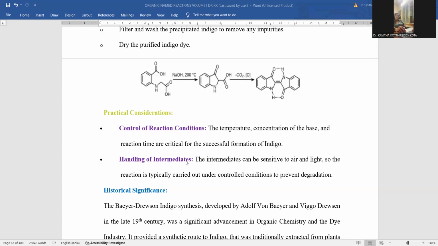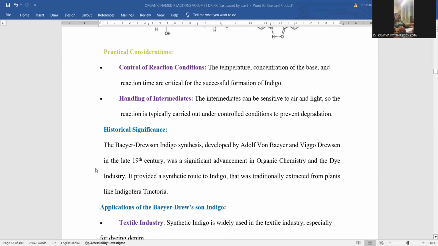Handling the intermediates. In order to achieve this product, multiple intermediates take part in this reaction, so controlled conditions need to be maintained in order to prevent degradation. Rather than the expected product, you may go with another side reaction giving rise to another byproduct also. In order to avoid such degradation, controlled conditions are to be maintained.